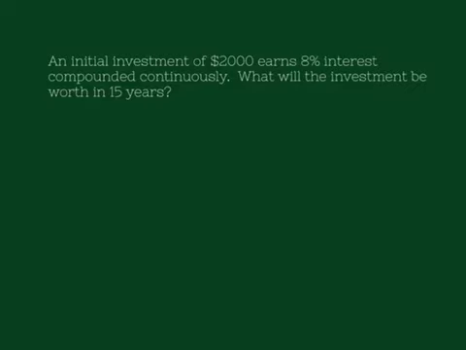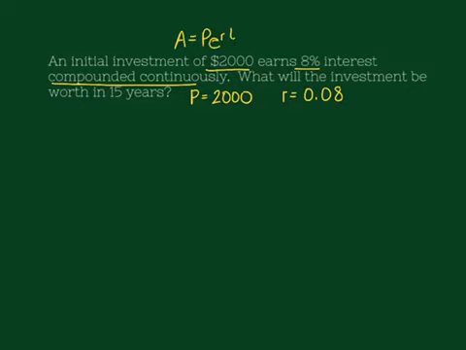Okay, so we have an initial investment of $2,000, so that is P. It is earning 8% interest, so as a decimal, that's 0.08. Now it's compounded continuously, which means we're going to use that formula that we just talked about. And for the investment, we want to know how much it will be worth in 15 years, so that is T. Okay, so let's plug everything in.